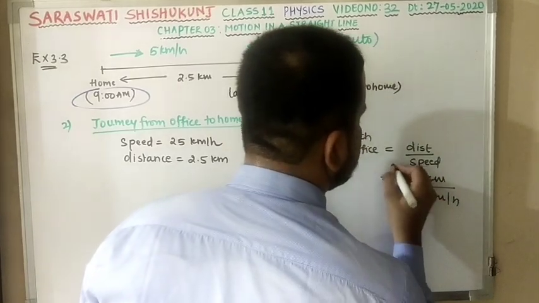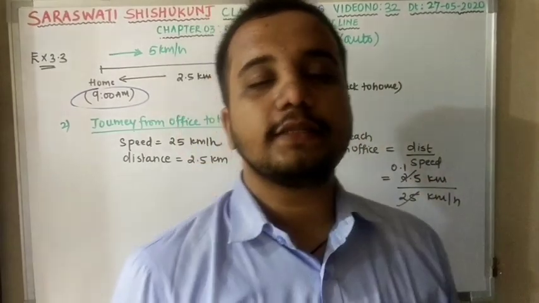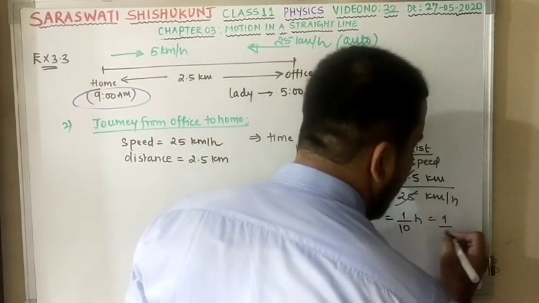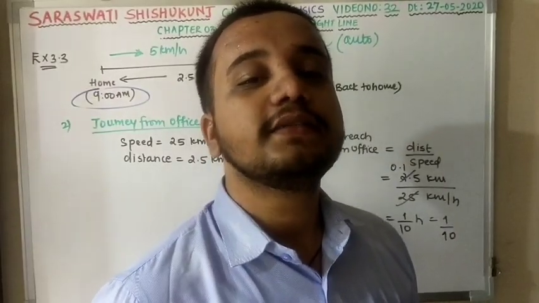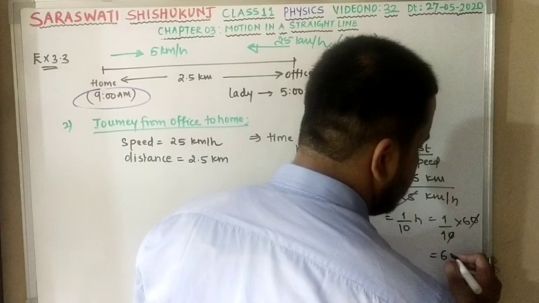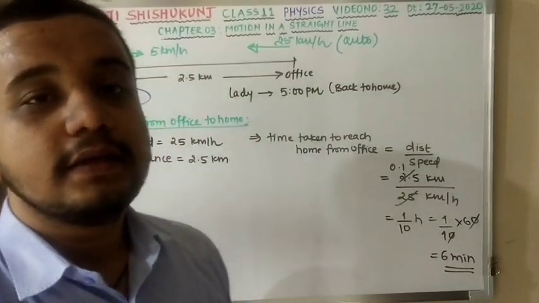So your answer is 0.1, that is 1 by 10 hours. 1 hour is how many minutes? 60 minutes. So I'll multiply by 60, the zeros cut, and my answer is 6 minutes.